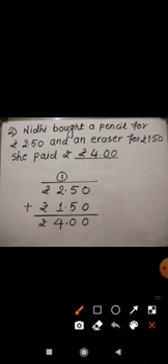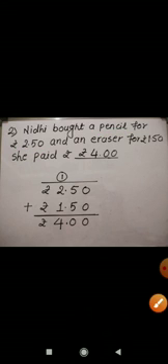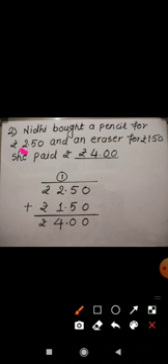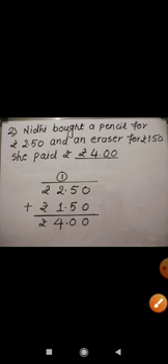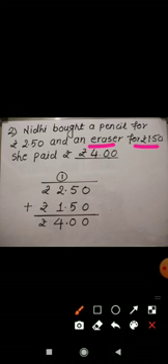Now coming to the second. Nidhi bought a pencil for rupees 2.50. 2.50 means 2 rupees 50 paise. The digit which comes before the decimal point we read as rupees, and the digit which comes after the decimal point we read as paise. And she bought an eraser for rupees 1.50, that is 1 rupee 50 paise. So how much did she pay? See, in this statement it is given the cost of the pencil is 2 rupees 50 paise and the cost of the eraser is 1 rupee 50 paise, and we are asked to find out the total amount she paid.